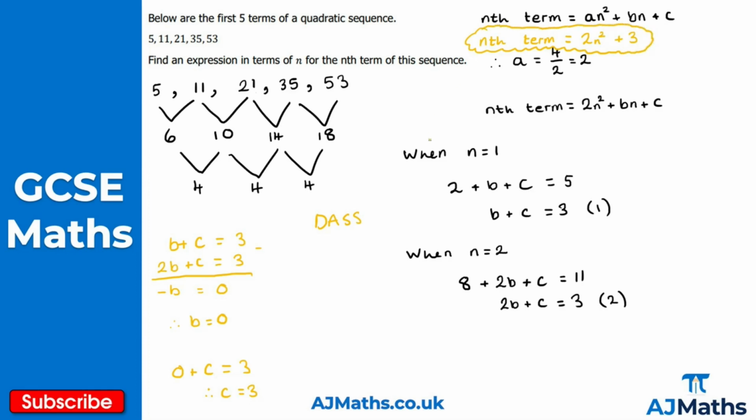Now remember, you can verify your solution here for the nth term. Just substitute n equals 1, n equals 2, n equals 3. So when n equals 1, you should get 5. When n equals 2, you should get 11, and so on. Okay, so you can double check that and make sure that your nth term gives you the correct solution there.